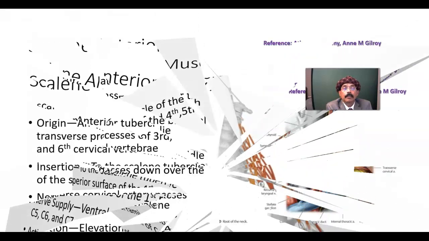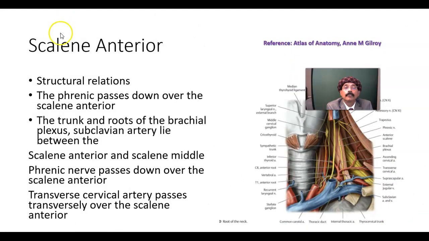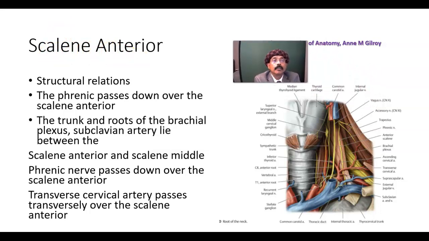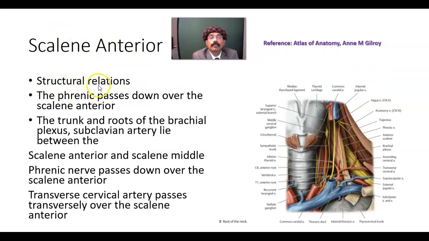The scalene muscles are also accessory muscles of respiration. Now the relationships of the scalene anterior, which are very important. The phrenic nerve passes down over the scalene anterior. So this is the phrenic nerve, passing over the scalene anterior muscle.